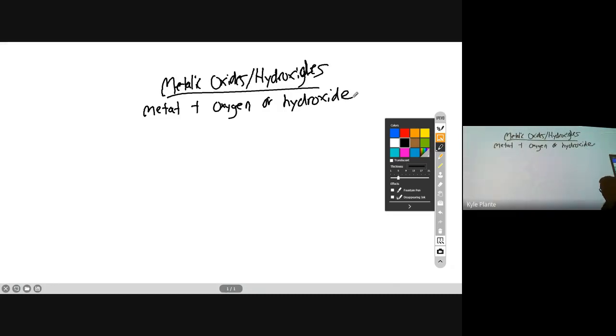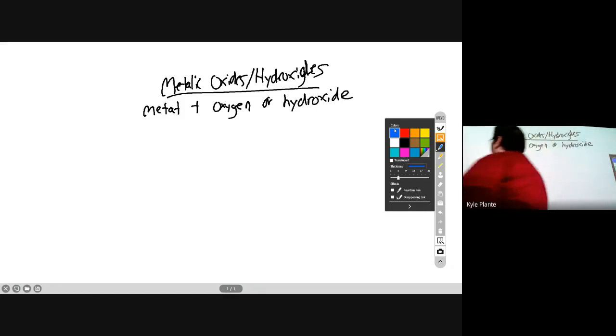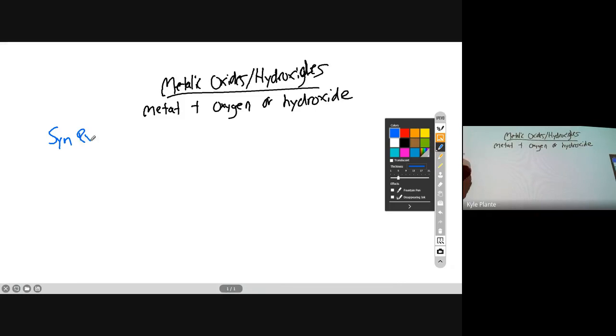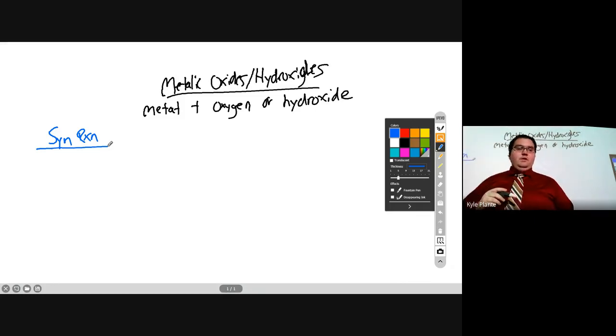A metal plus oxygen gives you the metal oxide. A metal plus hydroxide gives you the metal hydroxide. So let's look at our synthesis reaction. So the synthesis reaction for our metal oxide. You're going to see our metal oxide.